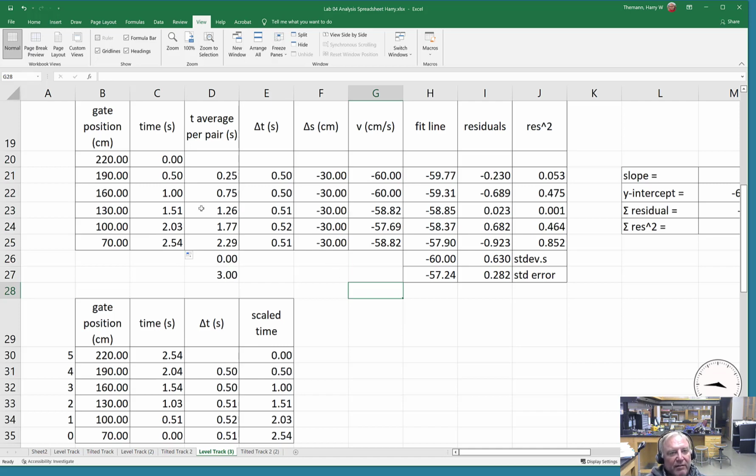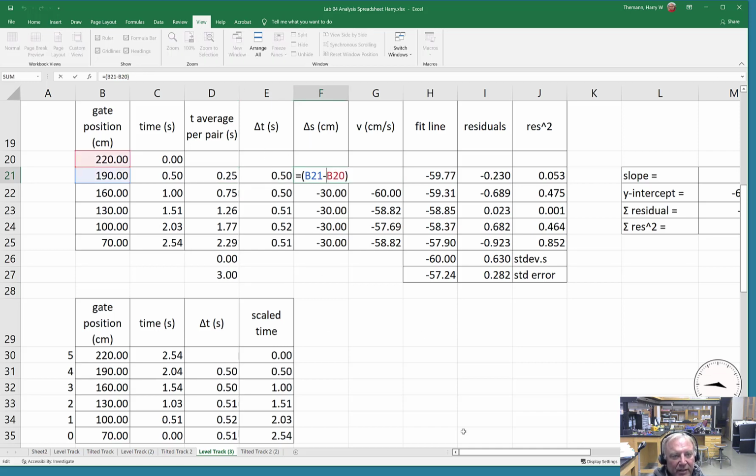Now, once again, the middle of each interval, there's a delta t that comes out of that. So that's the difference between those two. And then I need the center between those two. And once again, that's the average. So then this t average becomes my x values for the graph. And I have a delta t.